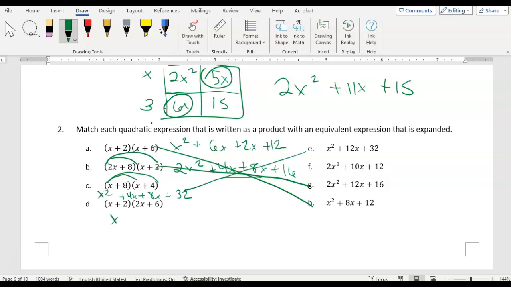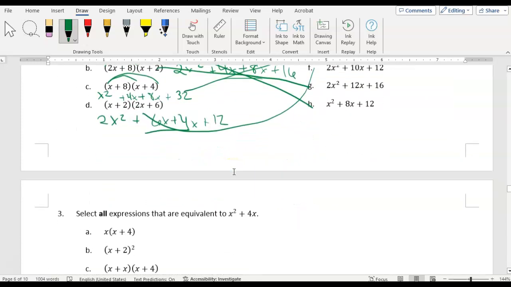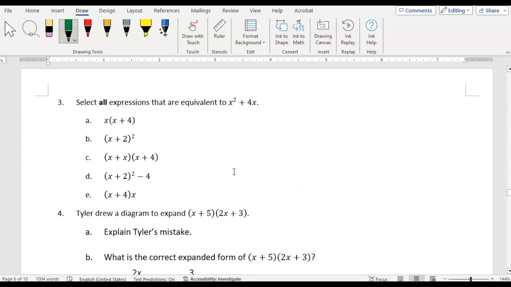And then our last one, 2x squared plus 6x plus 4x plus 12. So that goes nicely with f, and we can confirm that this is 10x. So they match. All right, select all expressions that are equivalent to x squared plus 4x.